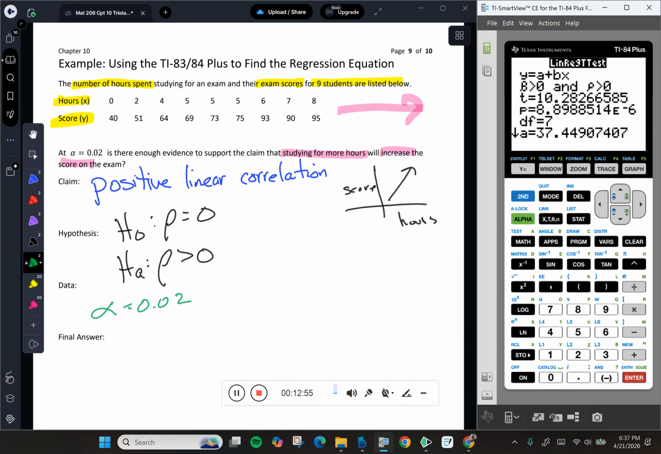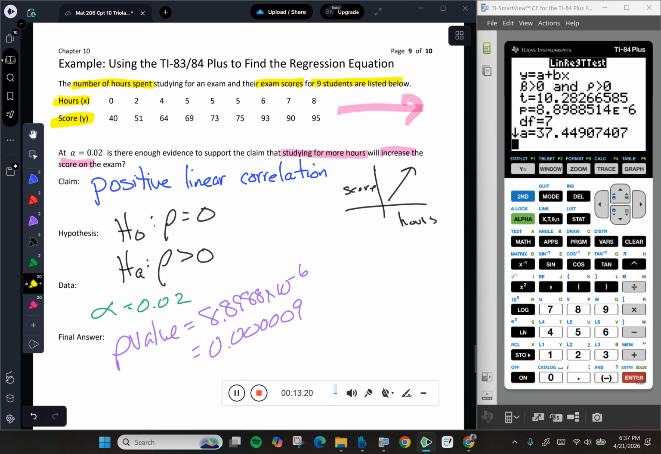My test statistic, should I need it, is 10.28. My p-value, holy cow, look at that p-value. It is 8.8988, whatever, times 10 to the negative 6. So that's 5 zeros and a 9, because that would round to 9. When I compare p to alpha, p is way less than alpha.